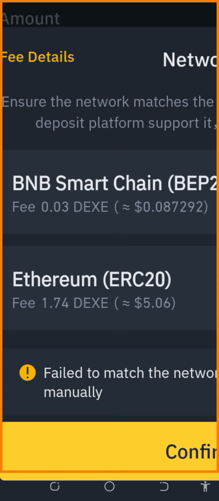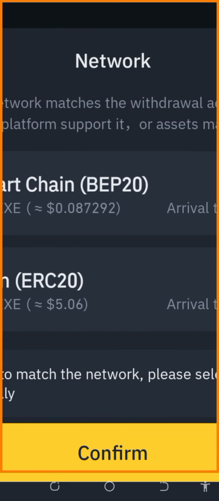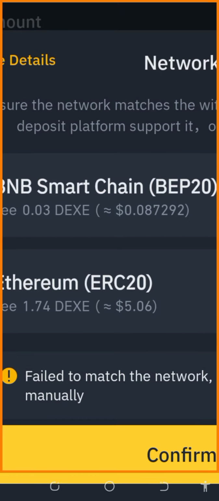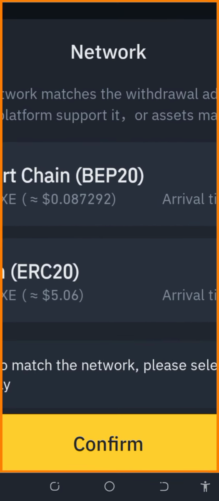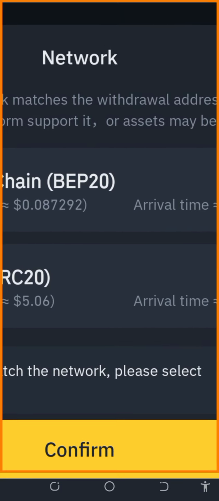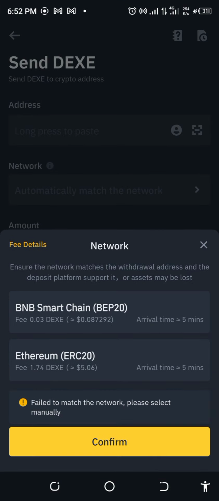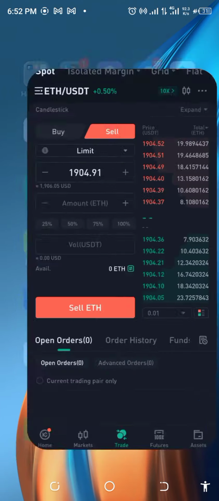So please don't even bother going near Ethereum, because it's going to cost you $5.06. But for BEP20, we're looking at like 9 cents here. Okay, so let me just work with 9 cents. That means that you're going to have to spend 9 cents in sending this over. So calculate that. So now we've seen that we can actually send by BNB Smart Chain. Can it be received into KuCoin by BNB Smart Chain?